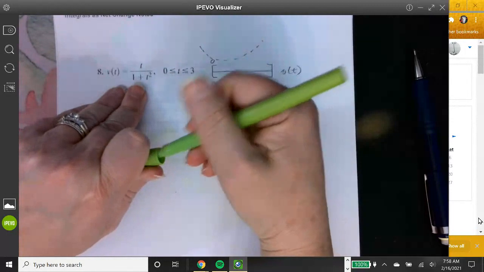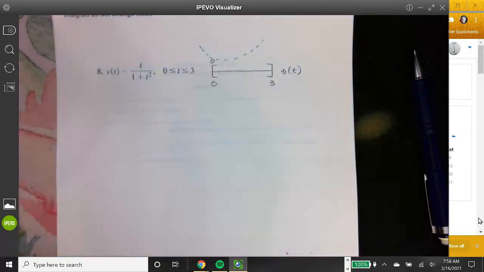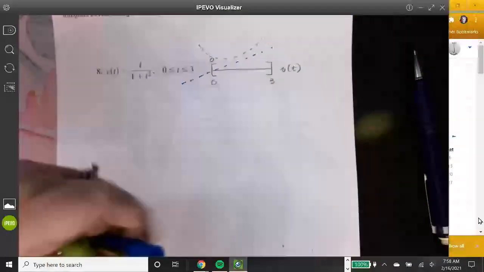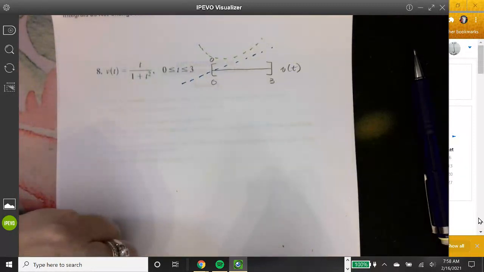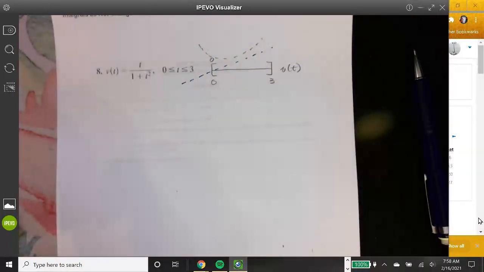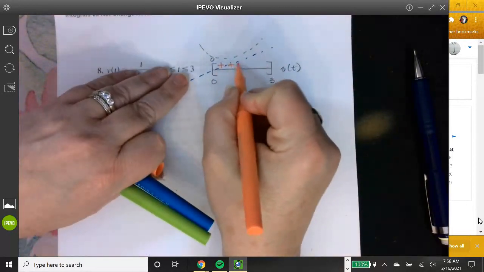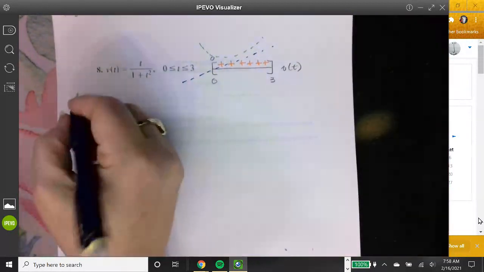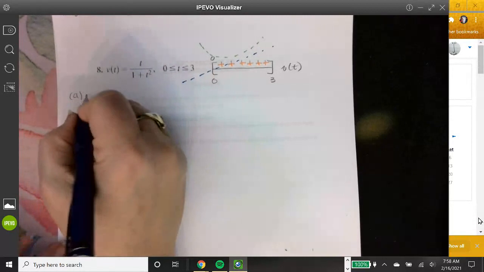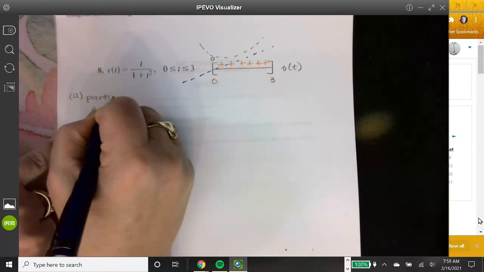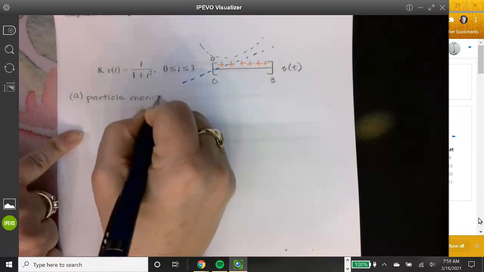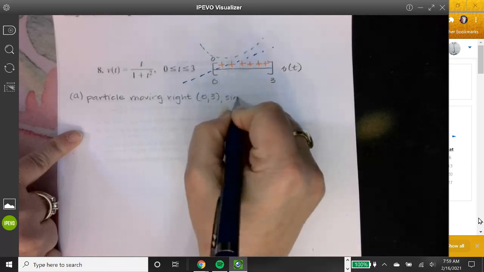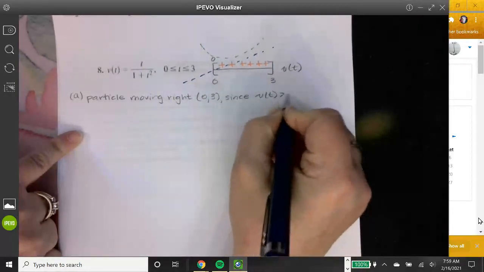And the numerator is a line. A line with what kind of slope? A positive slope with a 0 at 0. So there are our two functions that we superimpose. And so my sign chart says, guess what? We're positive the whole way, which is really nice. So part A, when it asks us, when is the particle moving right? Particle is moving right from 0 to 3, since v of t is greater than 0.